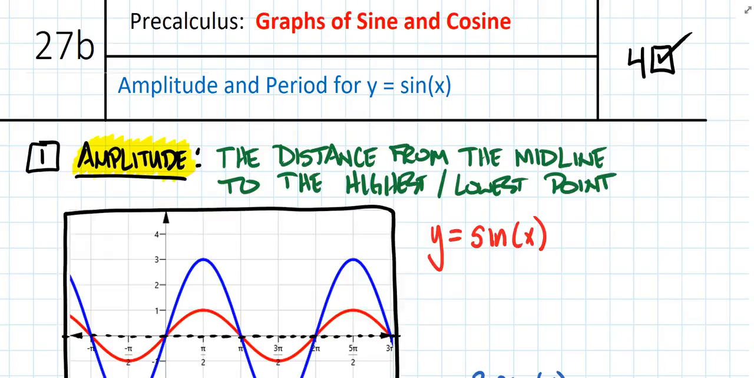Welcome to Precalculus Concept 27b, graphs of sine and cosine. We're going to talk about the amplitude and the period for y equals sine x. There are 4 boxes. In the last video, we had a basic understanding of where y equals sine x comes from. Now we're going to start to take apart the nitty-gritty within that graph itself.